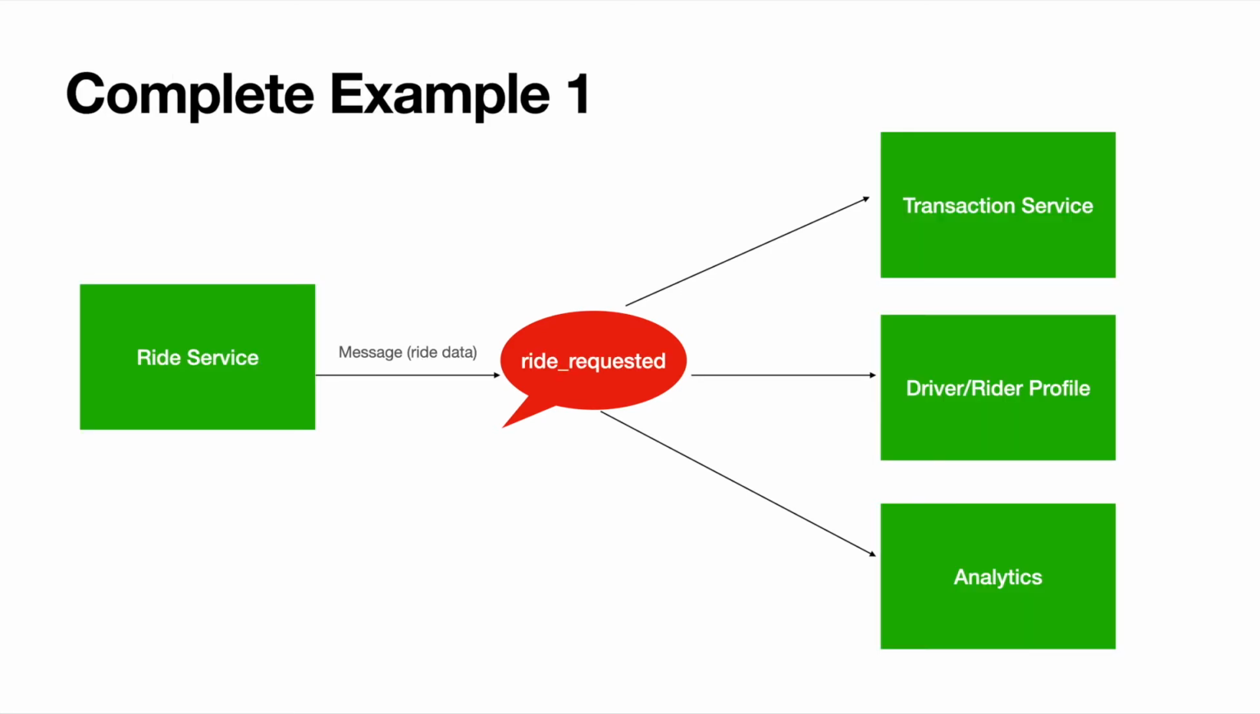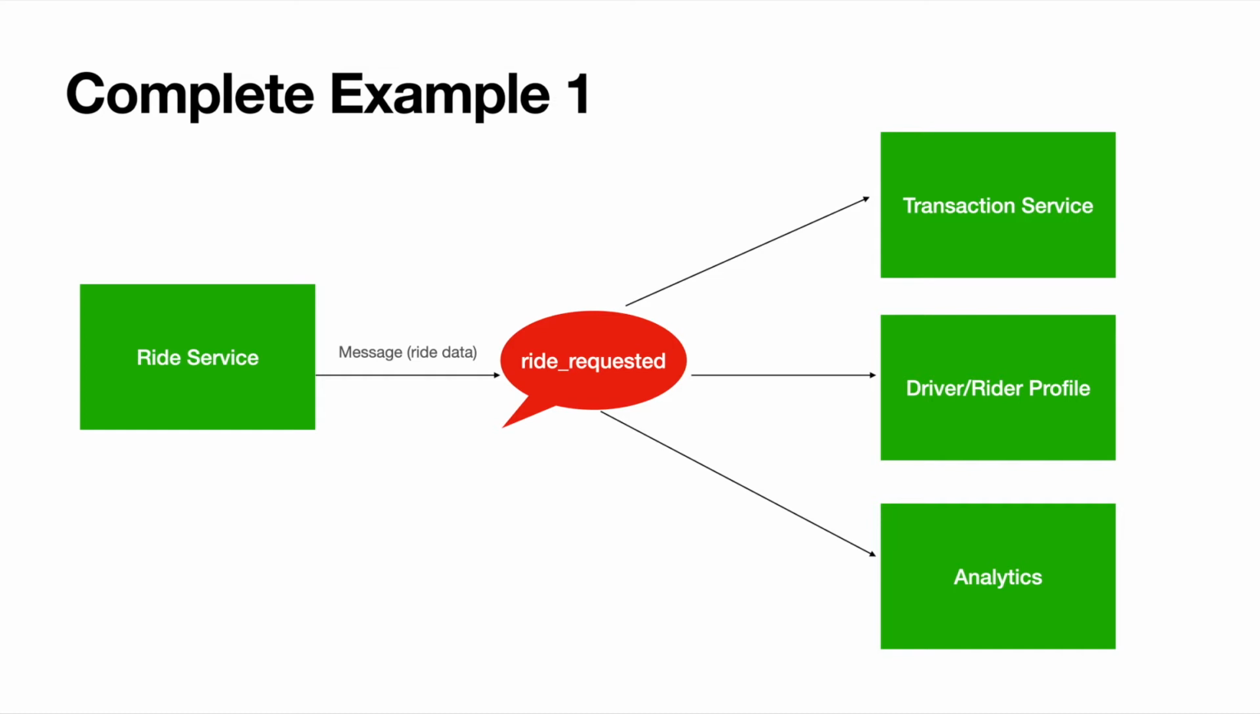Let's have a more realistic example. Going back to our ride-sharing example. Let's say you have the ride service, which is the first service that gets hit when a ride is requested. What the service does is it writes a message to a Kafka topic. In this case, the Kafka topic is called ride requested. This topic will contain all the messages of every ride that was ever requested. Now you have this Kafka topic called ride requested, where you'll have all the rides that were ever requested.